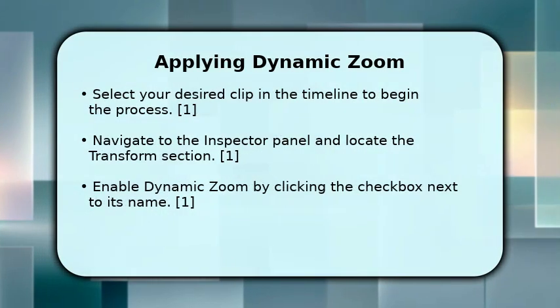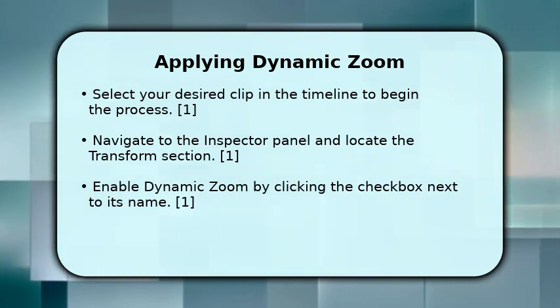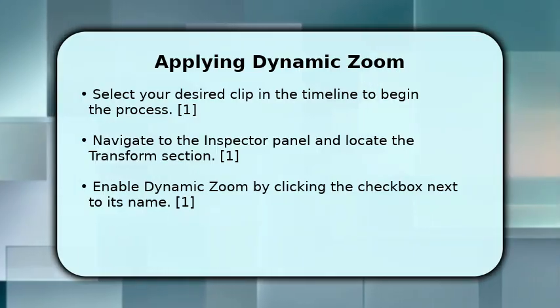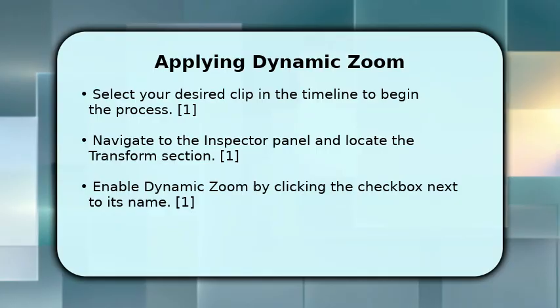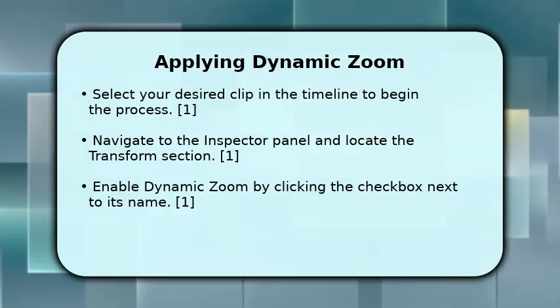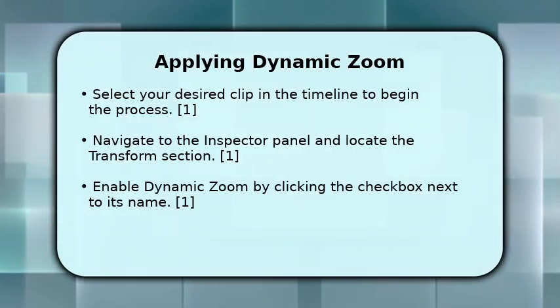To apply dynamic zoom, first, select the video clip you wish to enhance in your timeline. Next, head over to the Inspector panel, usually found on the top right of your screen. Within the Inspector, scroll down until you find the Transform section. Here, you'll see the dynamic zoom option. Simply click the checkbox to activate it, and you'll immediately see the default zoom applied to your clip.